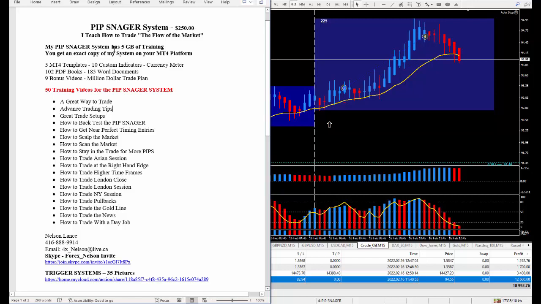I teach how to trade the flow of the market with the help of this, what I nickname as a magic indicator. As you can see, could have sold this move down, to be honest with you, anywhere from this point right about here, and I could have added some more pips to my bank account. Very, very excellent indicator that I highly recommend you get your hands on.